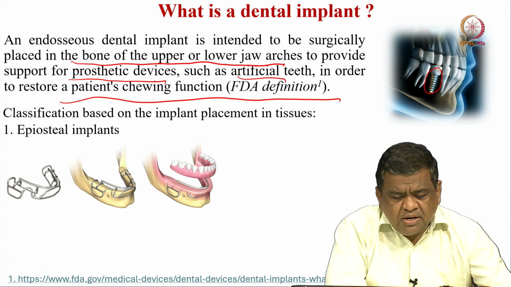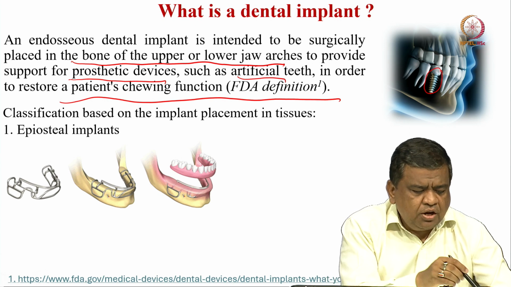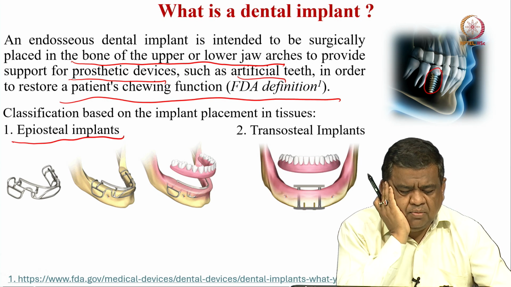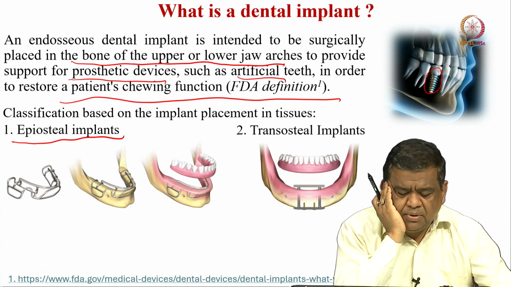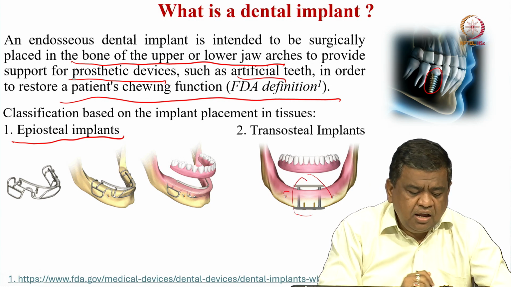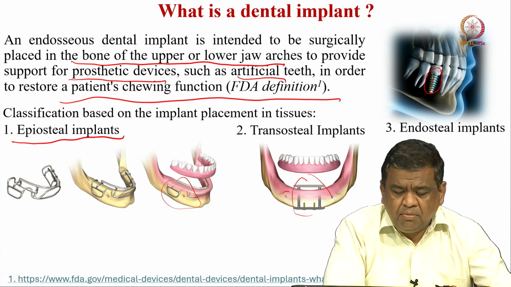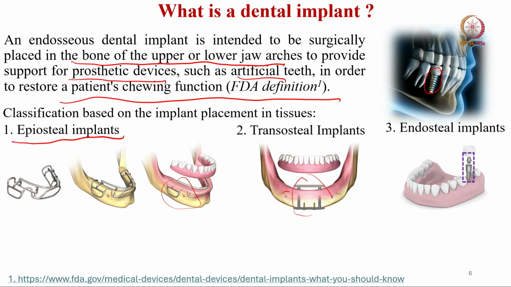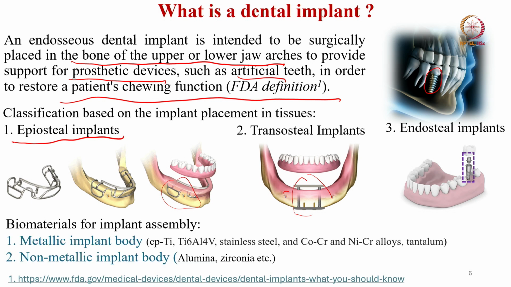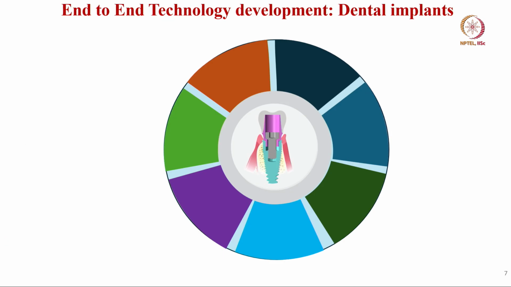So, classification based on the implant placement in tissues, it can be classified as epiosteal implants, transosteal implants, and endosteal implants, as you can see here. Okay. So, endosteal implants, you can see that is a 2-piece or 3-piece implant that has been shown. Biomaterials for implant assembly are either metallic implants or non-metallic ceramic implants like alumina, zirconia, or zirconia and alumina, and metallic implants are stainless steel, Ti6Al4V and so on.